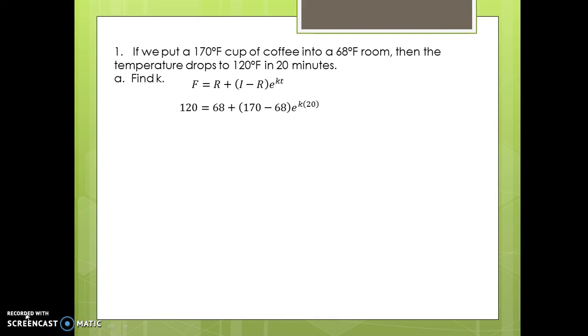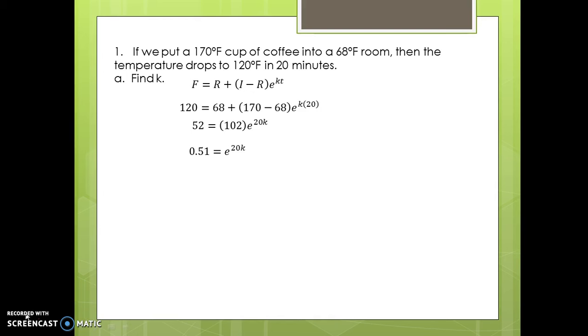Now the first thing you're going to have to do is the stuff in the parentheses, 170 minus 68, but you're also going to subtract off 68 from both sides. So 120 minus 68 gives me 52, and then 170 minus 68 inside the parentheses gave me the 102. Everything else dropped down like it is. The next thing I have to do is divide both sides by 102. So 52 divided by 102 is 0.51.